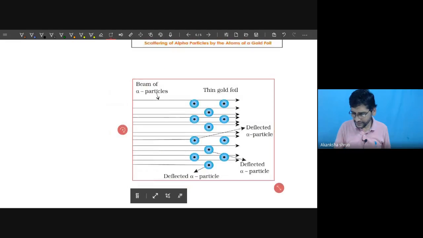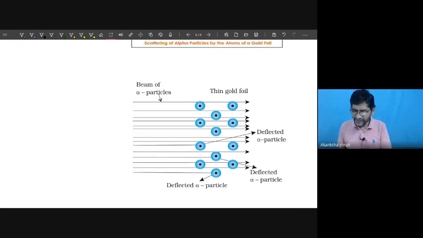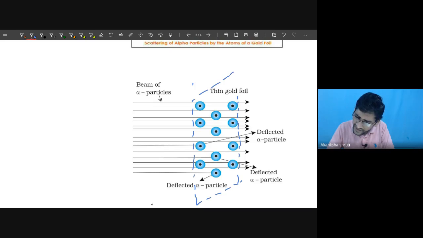This is the other figure that we may consider. So you can understand, here only this portion is representing the gold foil. This is our gold foil. The gold foil contains very few atoms in its thickness, from one side to the other side. The thickness is very small.